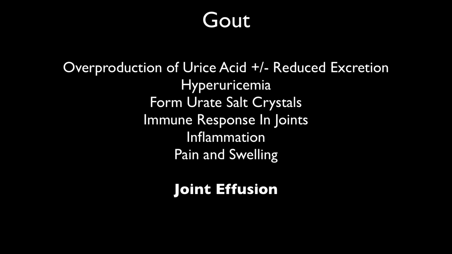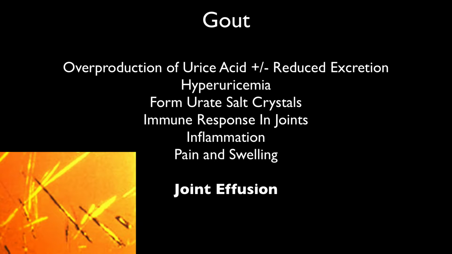Now, gout is a type of inflammatory arthritis where you get overproduction of uric acid, and you can also have reduced excretion of uric acid. Altogether, that will create hyperuricemia. Now, all that uric acid can consolidate and form urate salt crystals, and they're going to form these beautiful needle-like crystals that you see on your left.